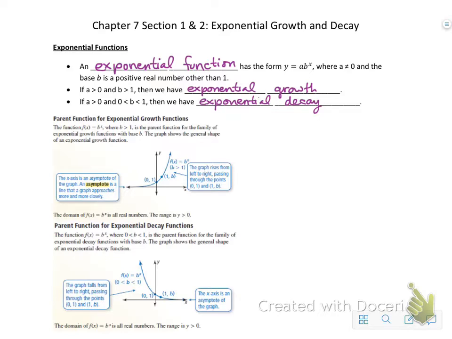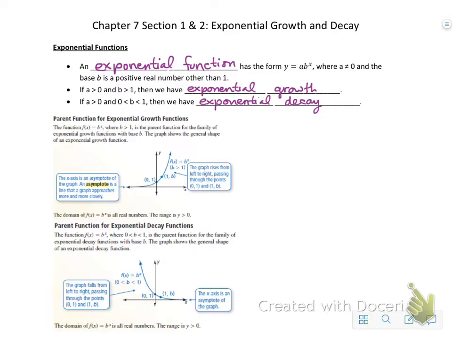So, we are talking now about exponential functions. An exponential function has the form y equals a times b to the x, where a cannot equal 0, and the base b is a positive real number other than 1. So your base is b. It's the bottom number, and that number always has an exponent on it that is a variable. So we're talking about functions where the variable is now in an exponent. That's why it's called an exponential function.